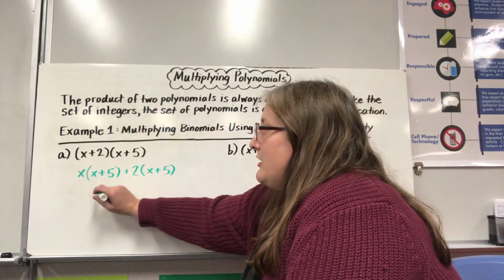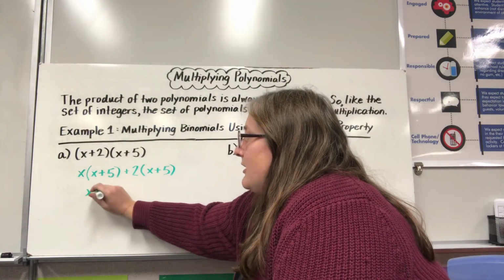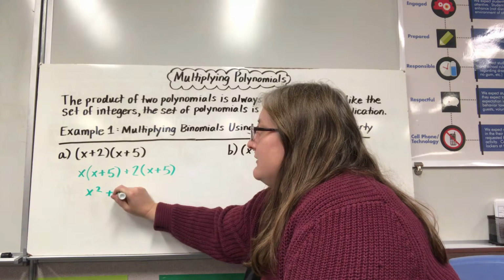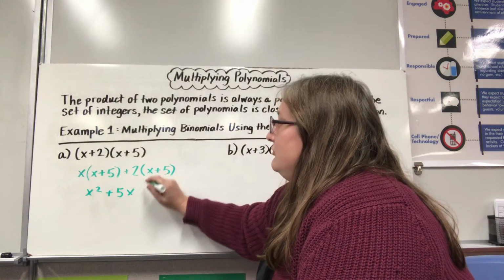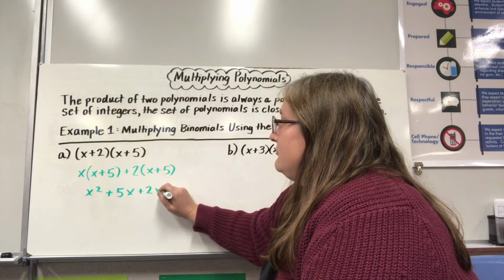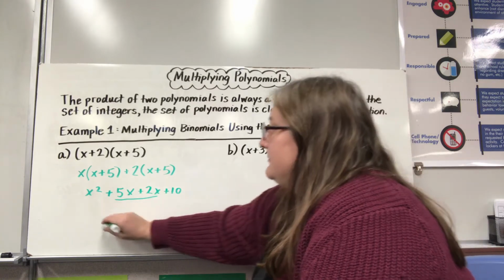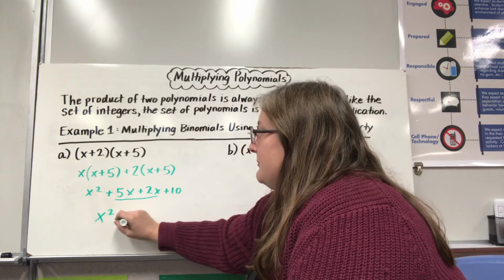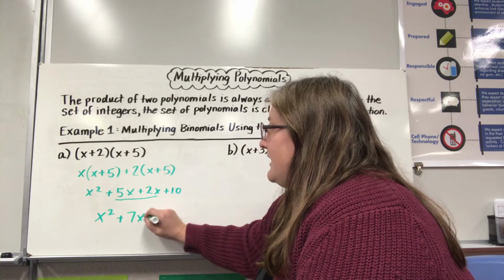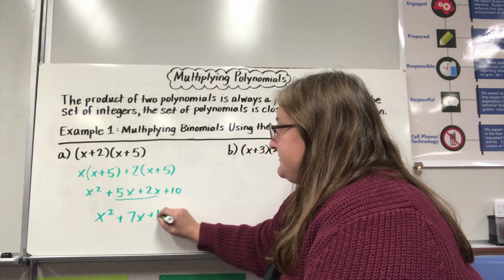So if I distribute here, x times x gives me x squared. x times 5 is 5x. Here, 2 times x is 2x, and 2 times 5 is 10. Now these two terms right here can be combined. So I have x squared plus 7x plus 10 as my final answer.